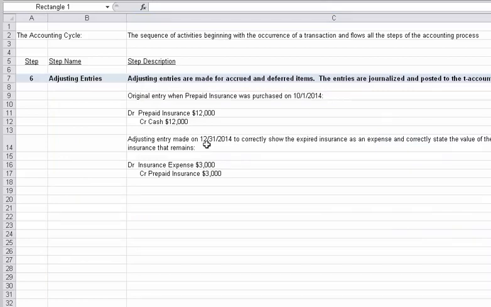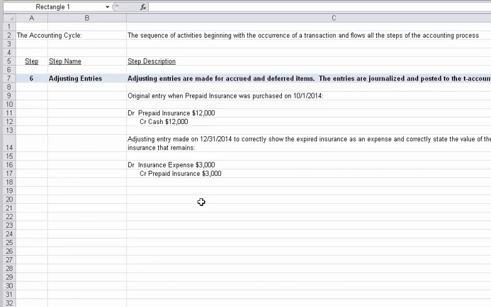Let's assume we originally purchased prepaid insurance on 10/1/2014 in the amount of $12,000, and we'll assume it's a one-year policy. We would have debited the asset account prepaid insurance. That's a current asset because it has future value at the time we purchased it. In other words, it's insurance that we have available for our use for the next year. But at 12/31/2014, we want to prepare annual financial statements, so we have to show that a portion of it has expired. Well, if it runs from 10/1/2014 to 9/30/2015, we know that 1/4 of it is expired. So 1/4 of $12,000 is $3,000.